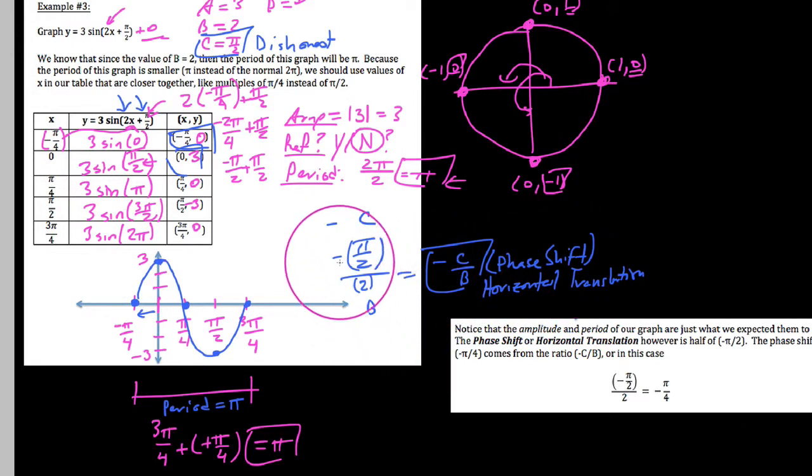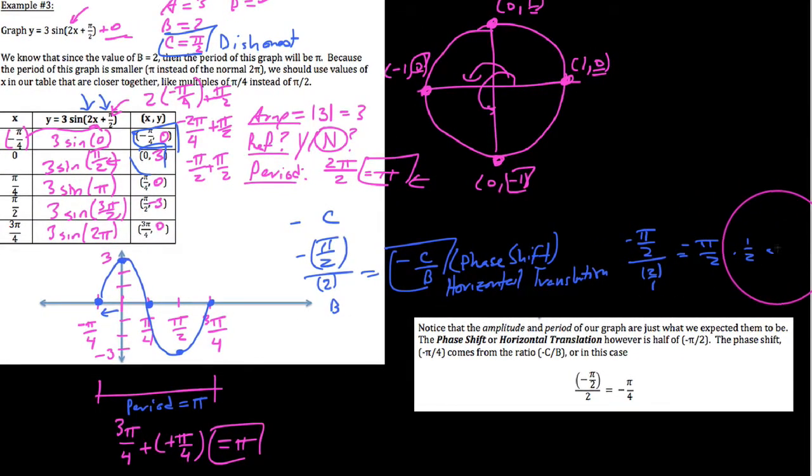So negative c over b, let's see what we get here. Negative pi halves divided by 2 is the same thing as negative pi halves times the reciprocal of 2, which is 1/2. So we get negative pi fourths. So this says I shifted pi fourths units, and I did it in a left direction. So we went pi fourths to the left.